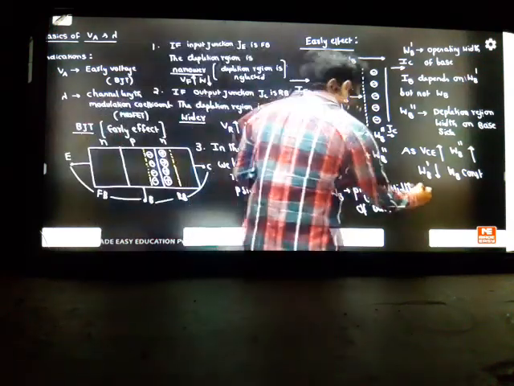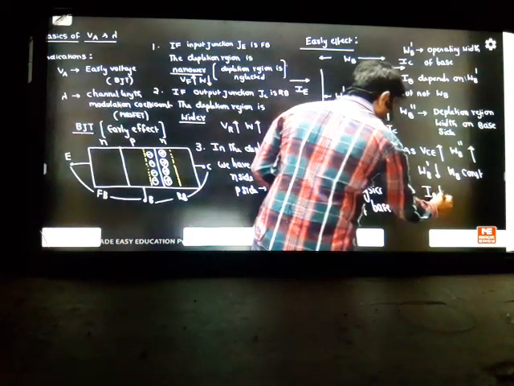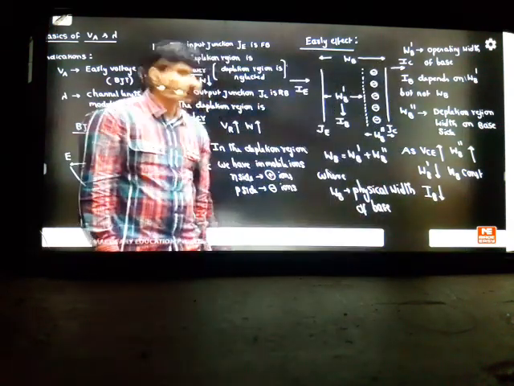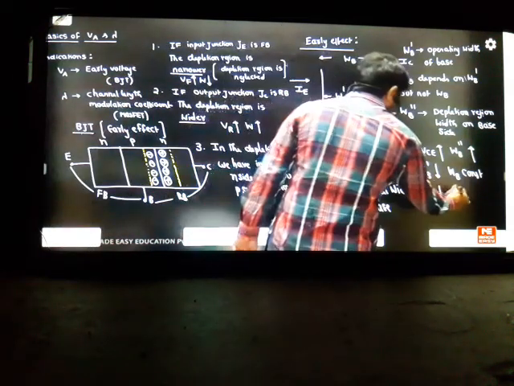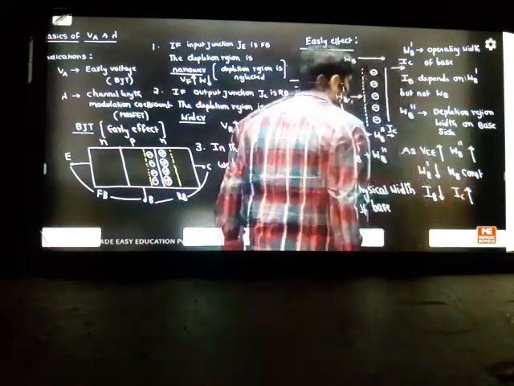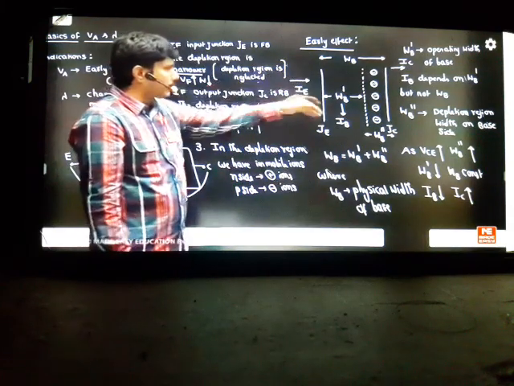That means IB is affected, and your IB current decreases. As the operating width decreases, the base current also decreases. As the base current decreases, the collector current automatically increases. If the IB current decreases, your output current IC will increase, because the IE current is fixed. If I send a constant current here and you decrease this current, then the remaining current will increase.